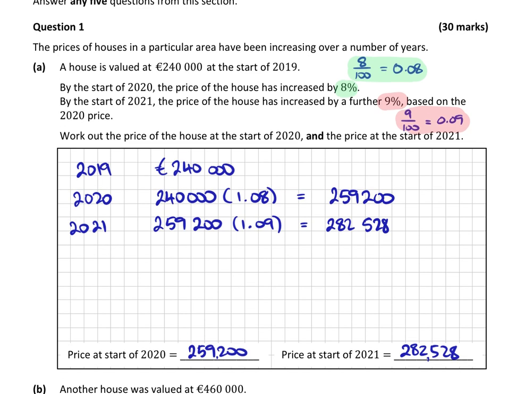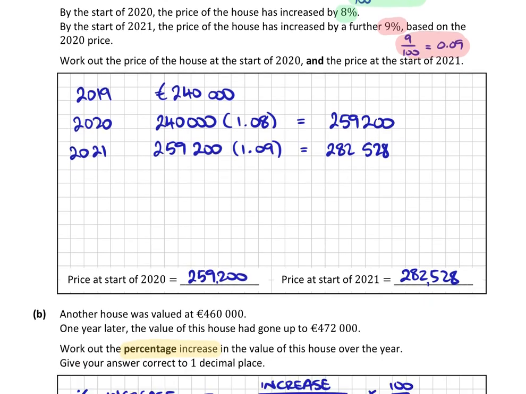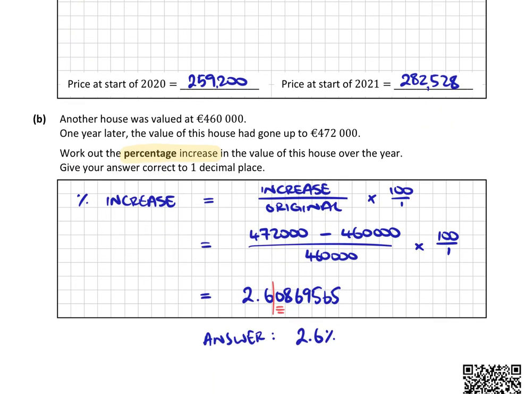So you can see there that the two answers that we need to fill in are the price at the start of 2020 and the price at the start of 2021. The price at the very start of 2020 was 259,200. And the price there at the start of 2021 was 282,528. That brings us along to part B.